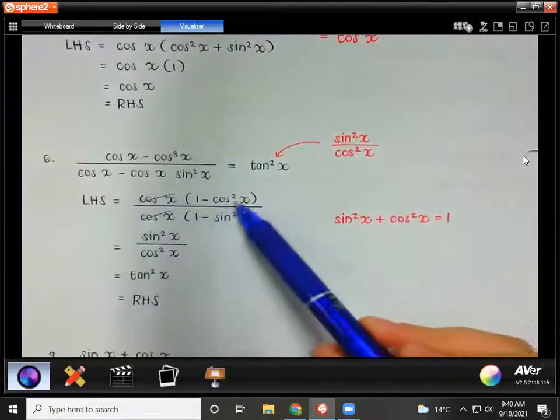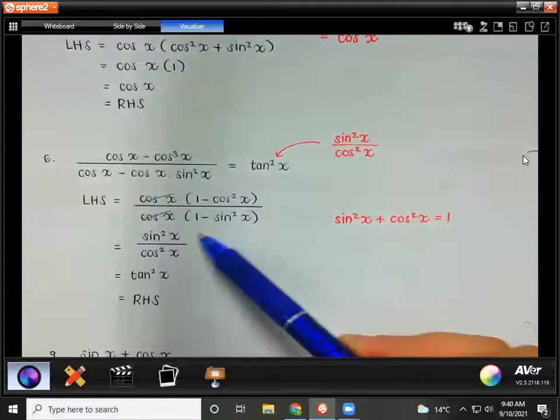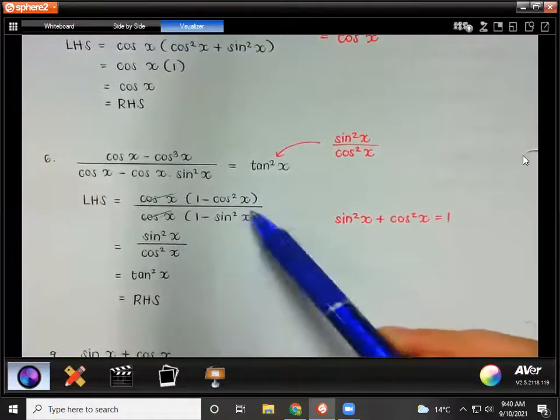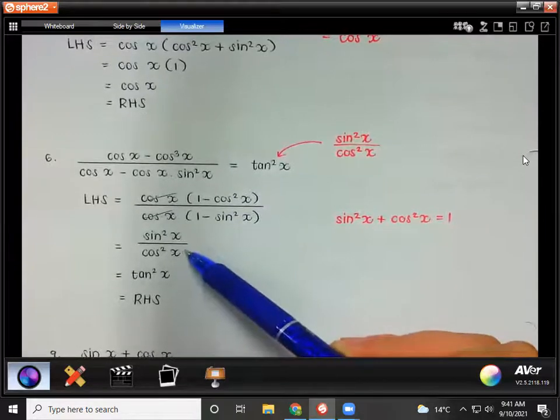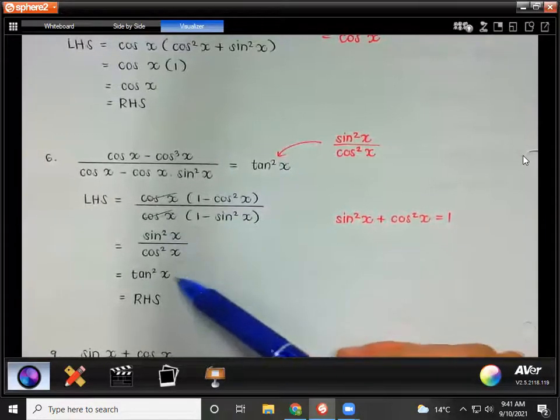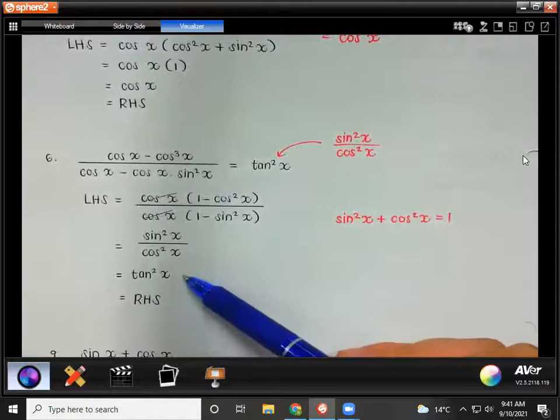So 1 minus cos squared x is equal to sine squared x, right? And 1 minus sine squared x is equal to cos squared x. And sine squared x over cos squared x is equal to tan squared x.